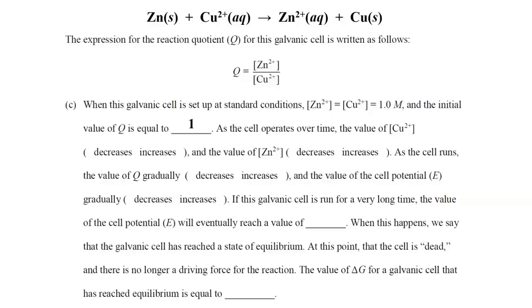Now, as the cell operates over time, the concentration of the copper ion, because copper is a reactant, will decrease because the reactant will be consumed. And the concentration of the zinc ion will increase because zinc is being produced as a product. So as the cell runs, the value of Q, the reaction quotient, gradually increases, because the product concentration is increasing and the reactant concentration is decreasing.